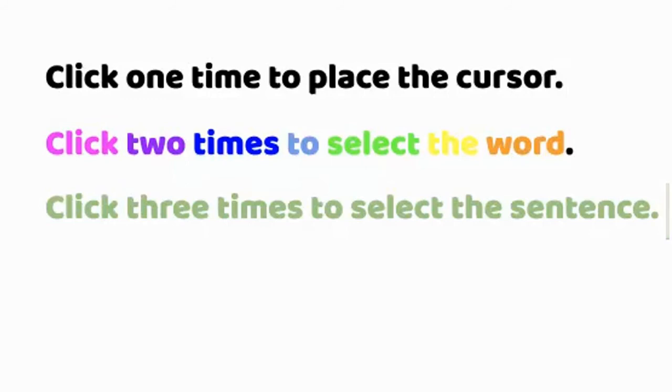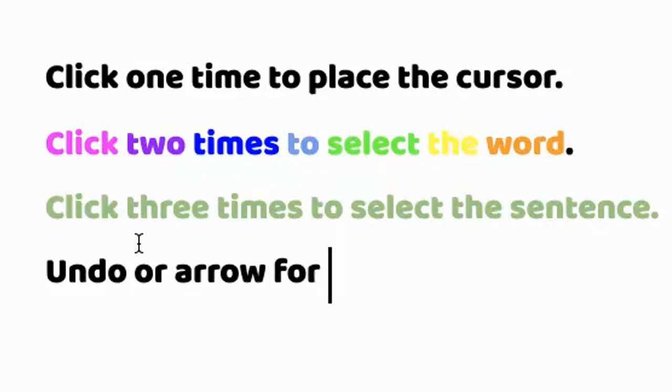When you're done with this, let's hit the return or enter button and type a new sentence. I'm going to change it back to black so it's easy to read. Undo or arrow for mistakes.